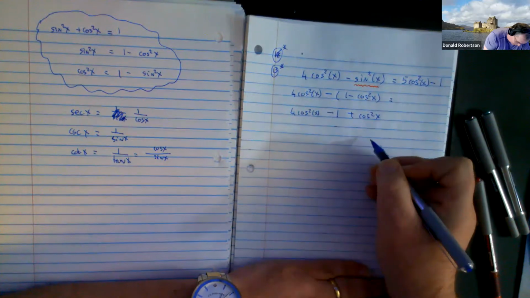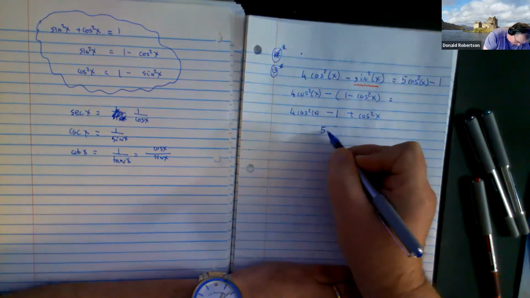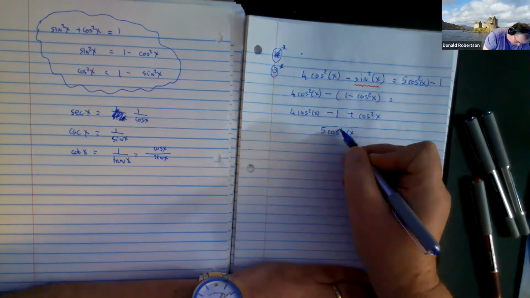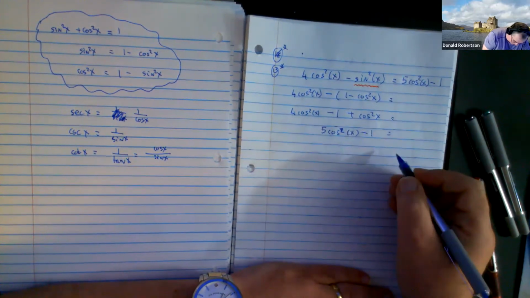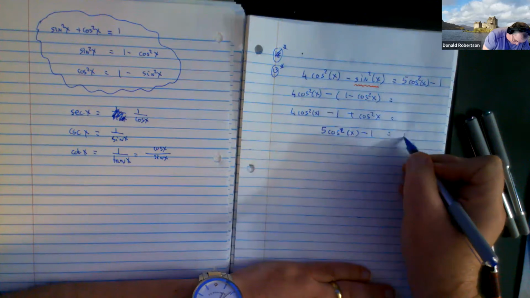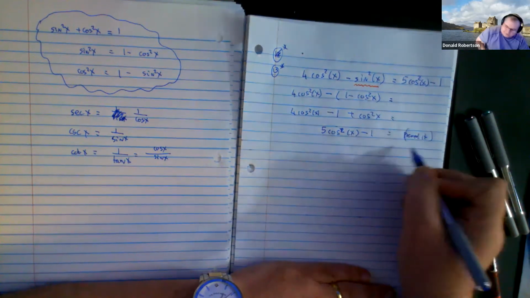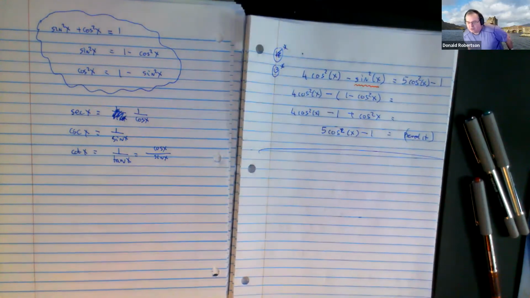And then you can combine the cos squares together. We're finished. We proved it, haven't we? Isn't it 5 cos squared minus 1? Exactly what it should have been.